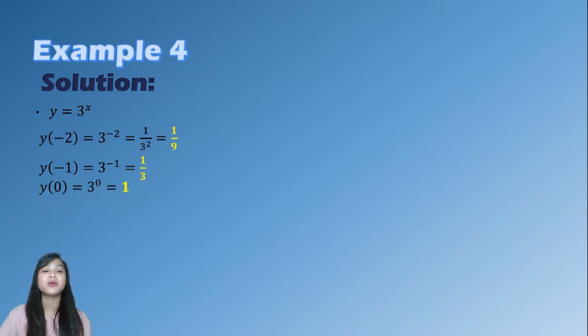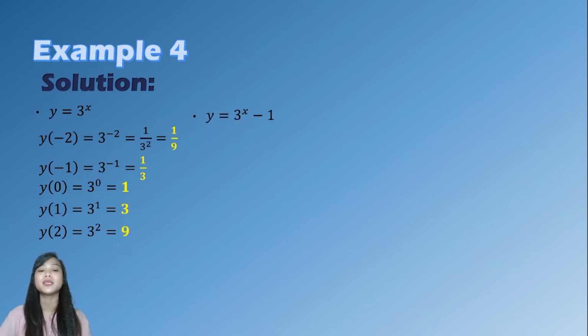Next, we have y of 0, that is equals to 3 raised to 0, which is equivalent to 1. Next, we have y of 1 equals 3 raised to 1. So 3 raised to 1 is the same as 3. Next, we have y of 2, that is 3 squared. You just substitute 2 to your x. So 3 squared, 3 times 3 rather, that is equals to 9. Next function, we have y equals 3 raised to x, then minus 1.